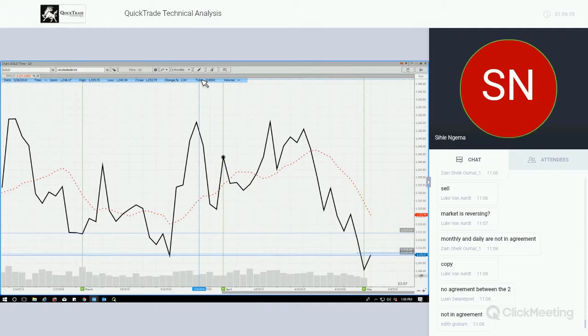There is a conflict there. They are not in agreement. So that means that if you are a new trader, you are not going to go in and take that trade, because the daily is saying sell, the monthly is saying buy. So until they agree, you are not going to do anything. You're going to stay out. You don't want to get involved.